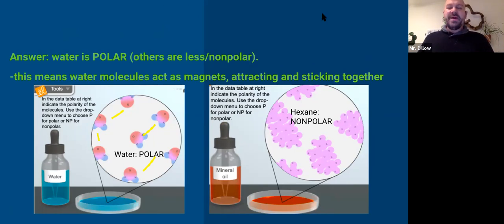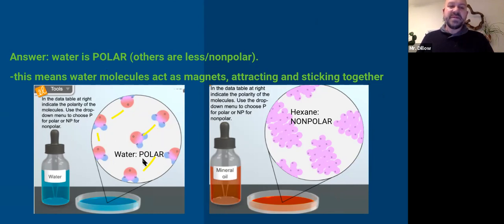Not like a polar bear, but in a sense like a polar bear, because polar bears live in the North Pole. The Earth has a North and a South Pole, and that's similar to molecules, which also have a North and a South Pole, much like magnets. And we know magnets can be sticky, and North and South attract. Opposites attract, we know this. So water acts as a magnet, attracting and sticking other water molecules together.